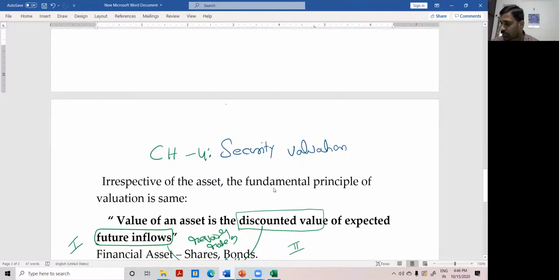But our present chapter is concerned not with valuation in general, but with security valuation. The scope of our chapter is very narrow, but the valuation exercise is very wide. We are focusing only on securities.